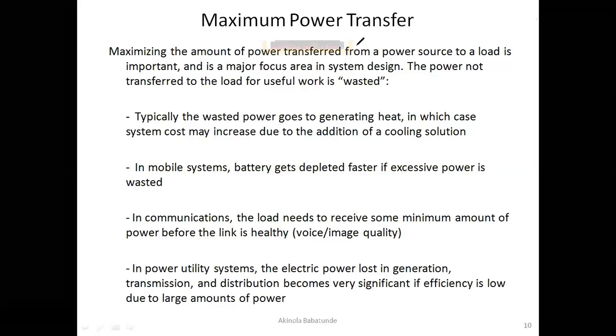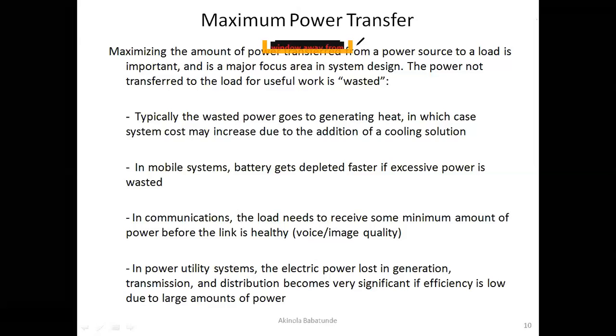In many cases, the system cost will certainly increase due to the addition of a cooling solution, because when we have additional heat, we have to provide cooling to ensure that the system remains balanced and continues to work effectively. In mobile systems, batteries get depleted faster if excessive power is wasted. Some of you may have noticed when you use your phones, computers, or other mobile devices that when excessive power is wasted, your battery gets used up quickly.